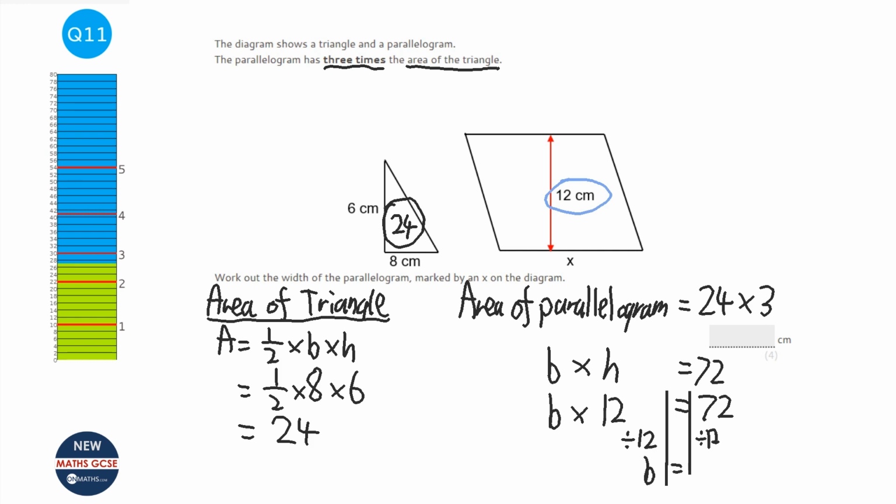So the base is going to be 72 divided by 12, which is 6. So it's going to be 6 centimeters. Now we can work that out and just work backwards. So if this x here is 6, 6 times 12 is 72. Then I could do 72 divided by 3, which is 24. And 24 is the area of the triangle. So you kind of know you've got the right answer because you can work backwards with it.